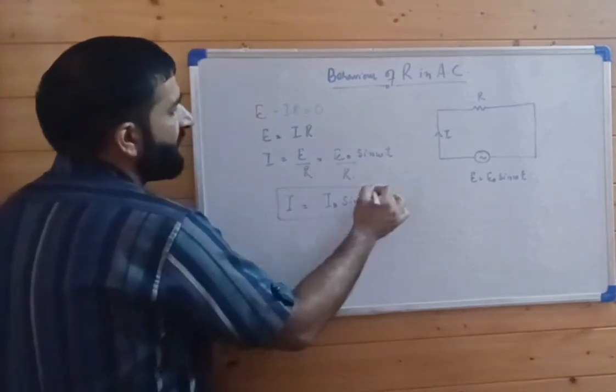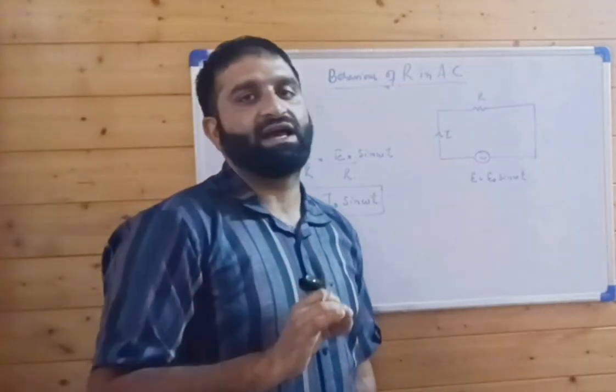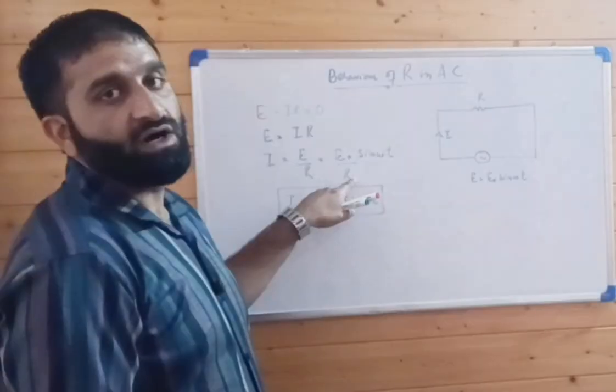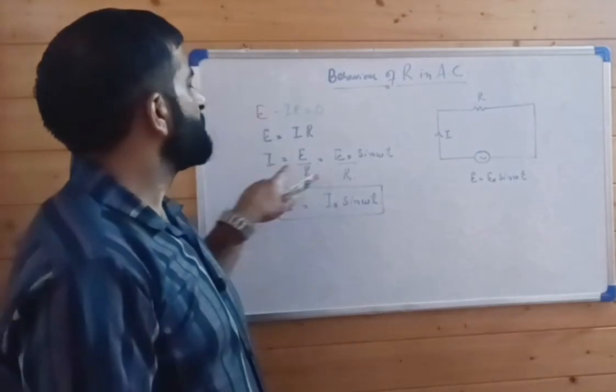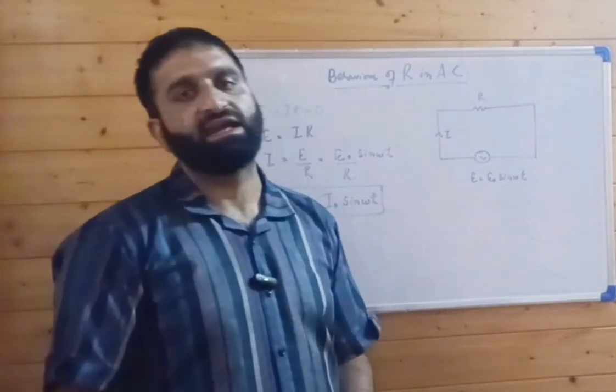So, from here, we deduce that the behavior of resistance in AC as well as DC is the same. That is the reduction of the value of the current. So if R is low, I is more. If R is more, I is less. So the behavior of resistance in AC as well as DC is the same.